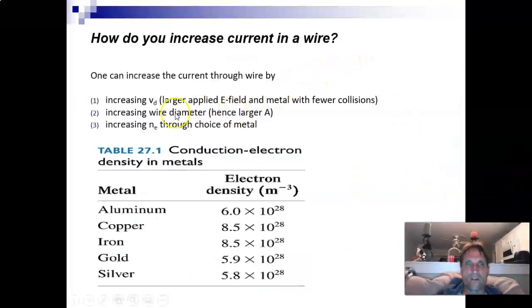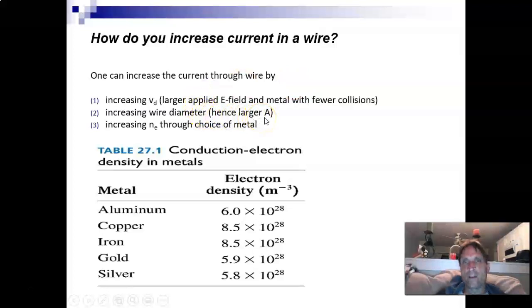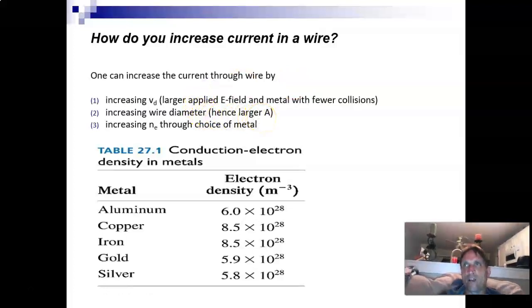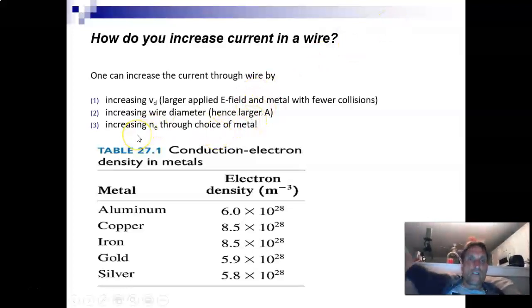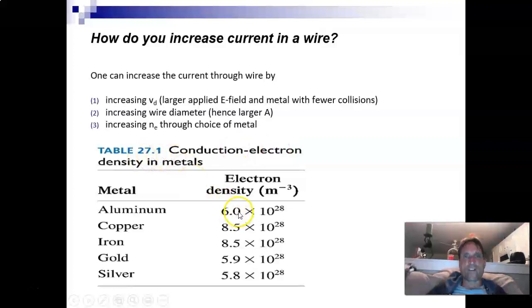So the three ways of increasing the current in a wire are, first of all, you can increase the drift speed, either with a larger field or fewer collisions. You can increase the wire diameter. Okay, that's why wires with larger diameters can handle more current. For example, an extension cord with a larger diameter can be rated for a higher current. And the third is you can increase the number of conduction electrons, and that's fixed by the metal that you choose.